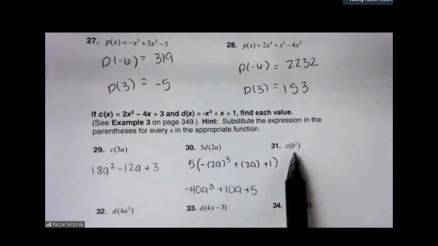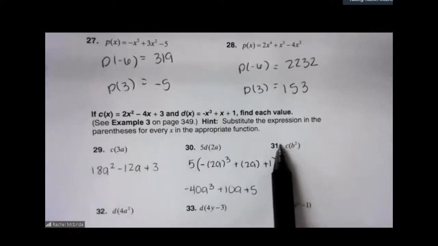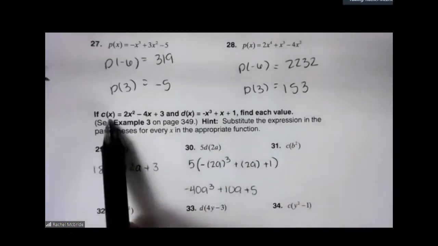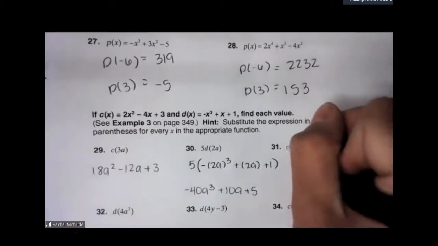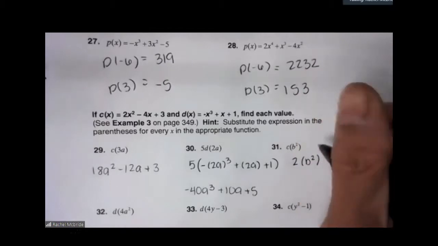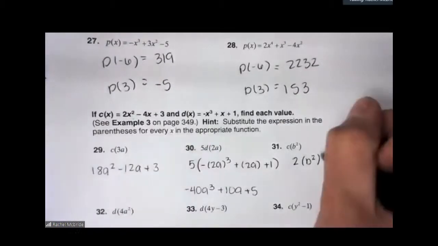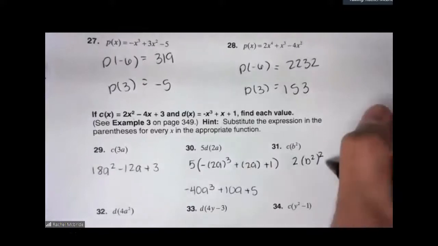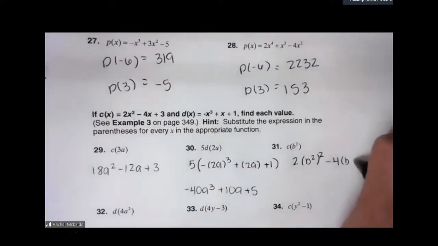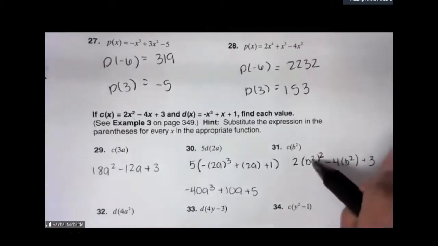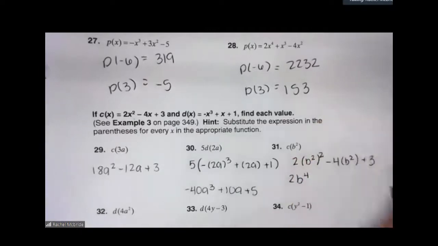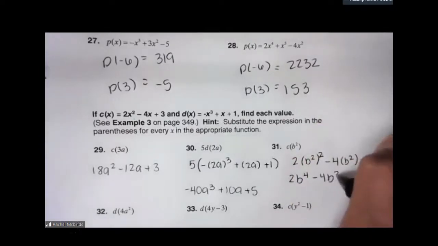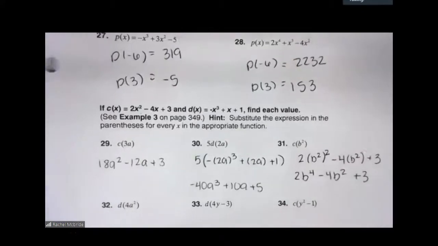So like in 31, you have b squared, nothing in front. So then you take the x's in c and replace them with b squared. So it would be like 2b squared. Now there's a square in the problem, so that square remains. Minus 4 times b squared plus 3. So something squared gets multiplied. So you get 2b to the 4th minus 4b squared plus 3.